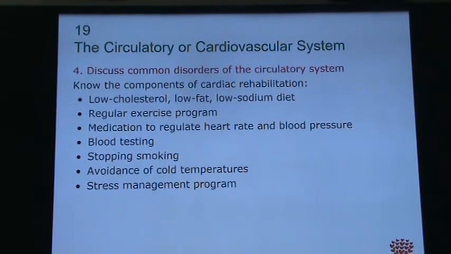Cardiac rehabilitation, and this is when maybe somebody is recovering from a heart attack, then they have to go through cardiac rehabilitation. So points to know about that: they need to be on a special diet, low cholesterol, low fat, low sodium. All these three things don't get along with the heart: cholesterol, fat, and salt. They have to be on a regular exercise program. They have to have medication that keeps the heart rate and blood pressure in the normal range, and blood testing. They have to stop smoking, avoid cold temperature. They have to manage their stress. They have to be on a stress management program.